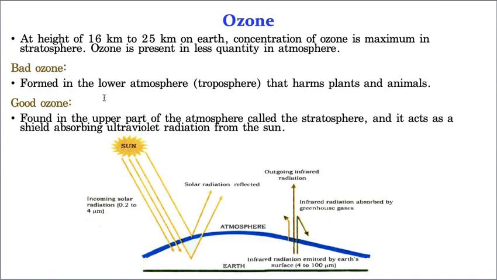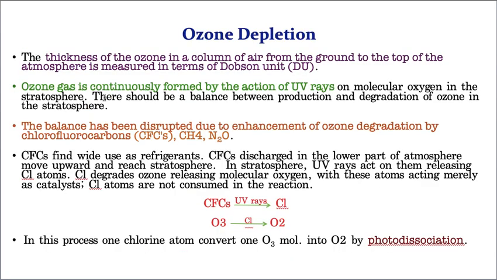Till now, we discussed what is ozone and what is good ozone and bad ozone. Now we are going to discuss how this ozone is getting depleted. Basically, the thickness of the ozone in a column of air from the ground to the top of the atmosphere is measured in terms of Dobson units. Very simply, you can call it DU, Dobson unit. That is a simple form.